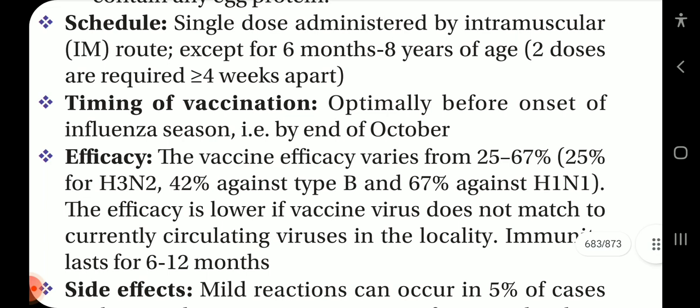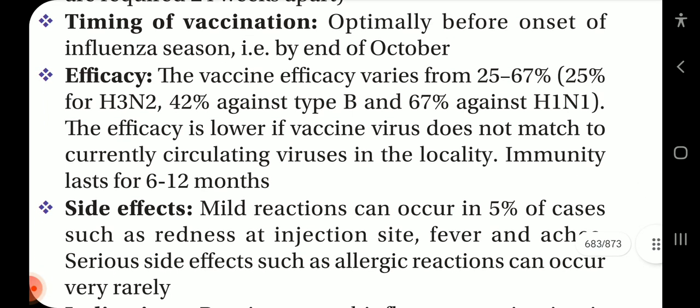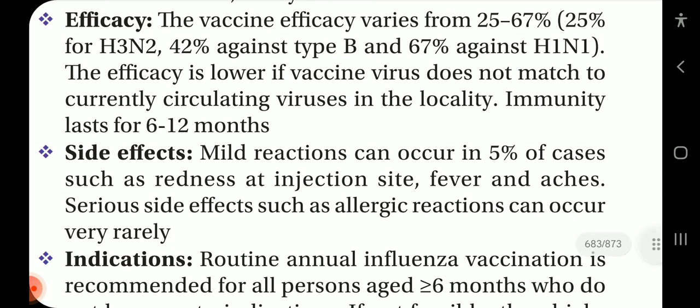Schedule: single dose administered by intramuscular (IM) route, except for 6 months to 8 years of age, where 2 doses are required at least 4 weeks apart. Timing of vaccination: optimally before onset of influenza season, that is by the end of October. Efficacy: the vaccine efficacy varies from 25 to 67%, 25% for H3N2, 42% against type B and 67% against H1N1. The efficacy is lower if the vaccine virus does not match the currently circulating viruses in the locality. Immunity lasts for 6 to 12 months.